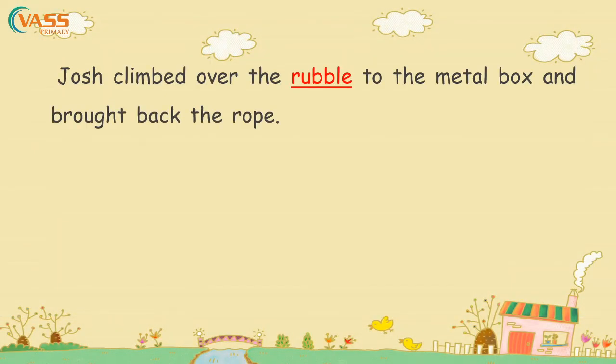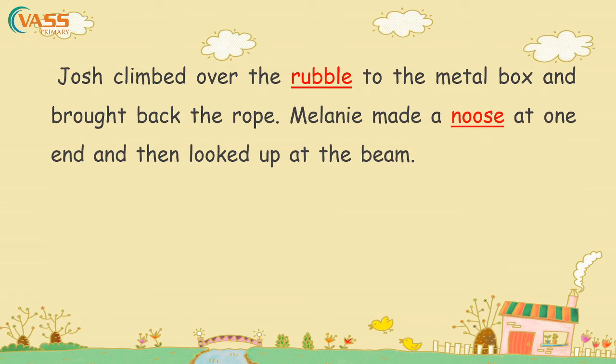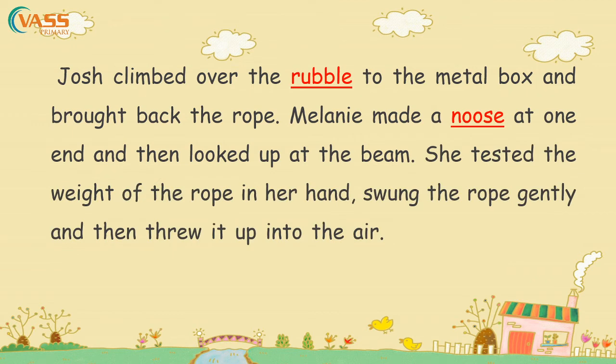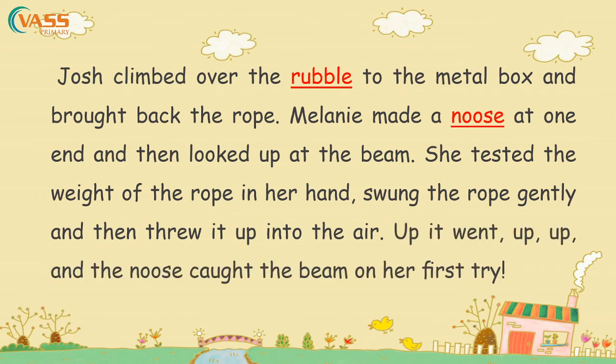Josh climbed over the rubble to the metal box and brought back the rope. Melanie made a noose at one end and looked up at the beam. She tested the weight of the rope in her hands and swung the rope gently and then threw it up into the air. It went up, and the noose caught the beam on her first try.